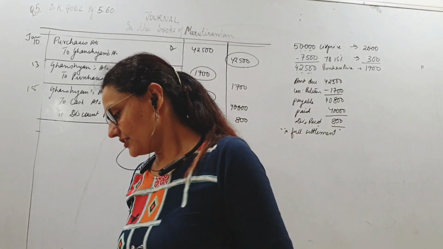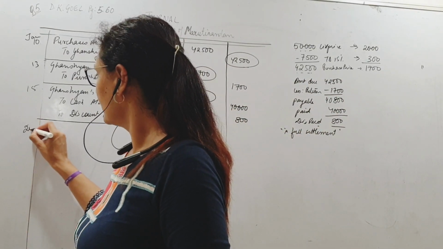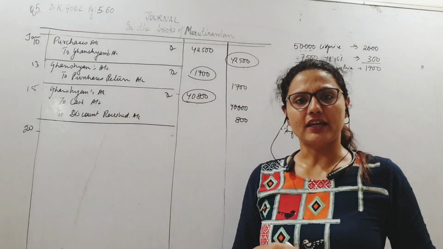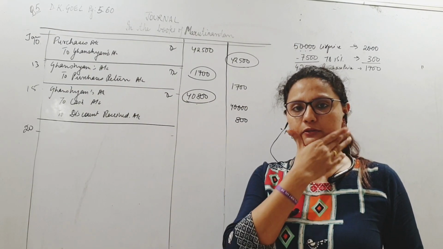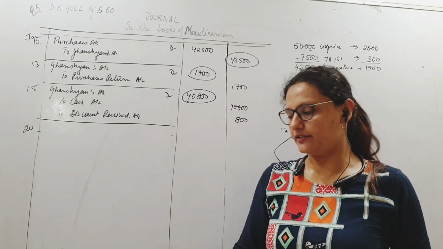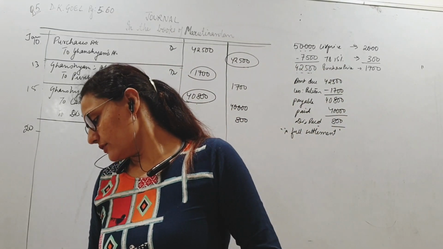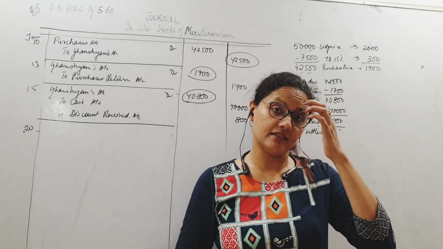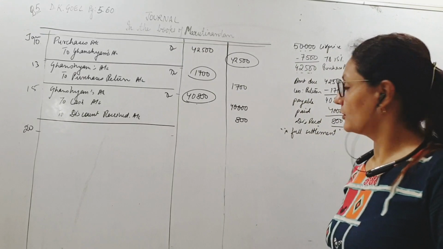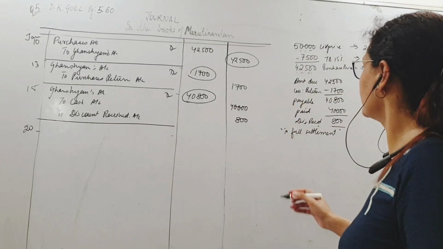Okay, next entry is on 20th. This is a repetitive kind of thing. So I hope now, even before I give you the answer, you will be able to think. Similar entries. Purchase goods from Raghu. List price 60,000 at 10% trade discount. Okay. So now Raghu से हम लोग purchase कर रहे हैं.